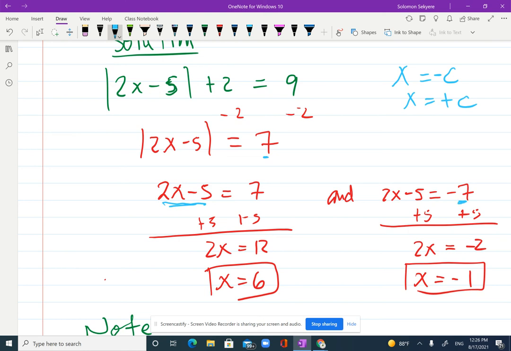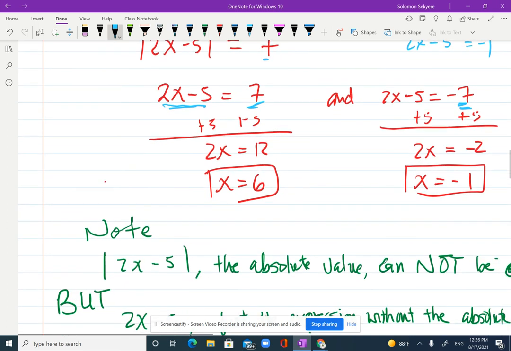The absolute value itself, |2x minus 5|, cannot be equal to -7. But once we remove the bars and split it into one equals positive and one equals negative, see that? Now that is possible. We can solve for a negative value. So we solve following the steps, and x equals 6 and x equals -1.